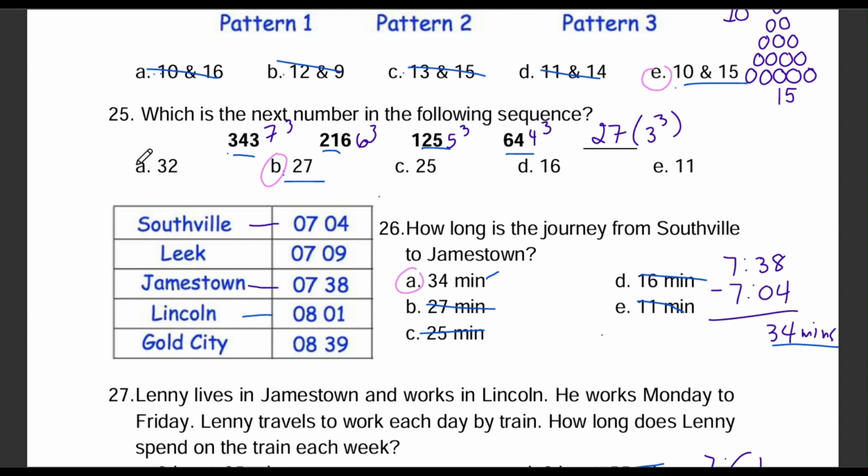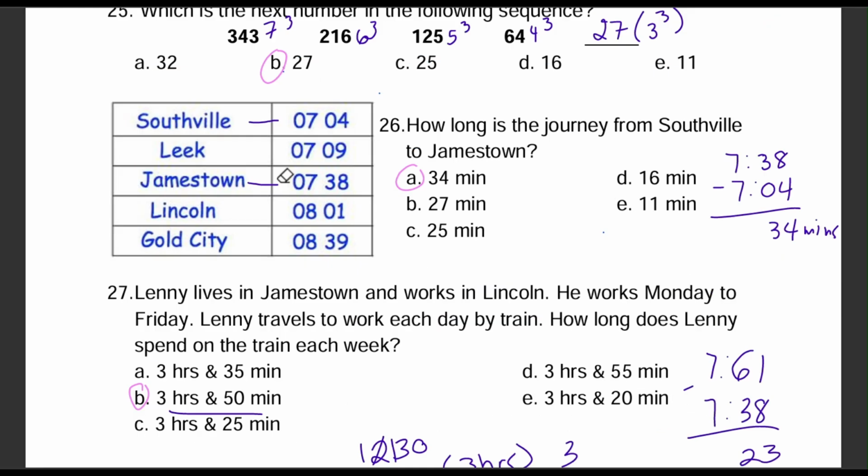Now let's quickly see why the other answers aren't correct. A, 32 is not a cube number. There's no whole number that you can multiply by itself 3 times to get 32. C, 25 is also not a cube. It's actually a square, since 5 times 5 is 25, but we're looking for cubes. D, 16 is too small to fit in our sequence. E, 11 is also not a cube number, so that's it. The answer is B, 27.